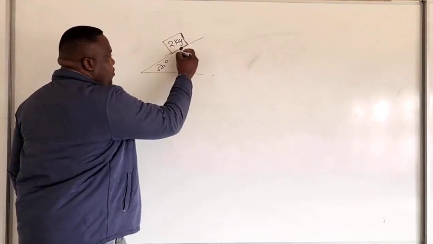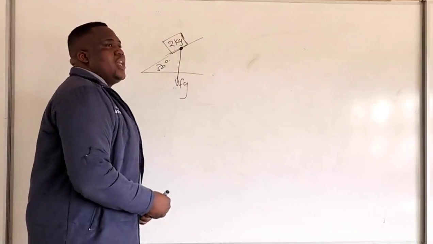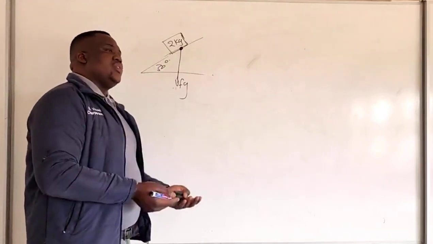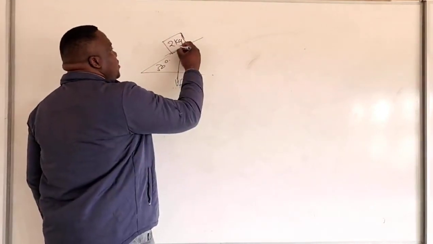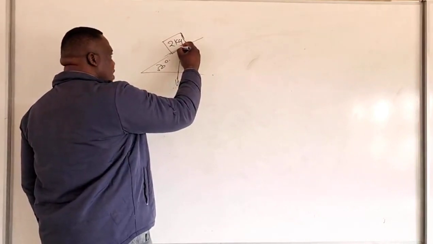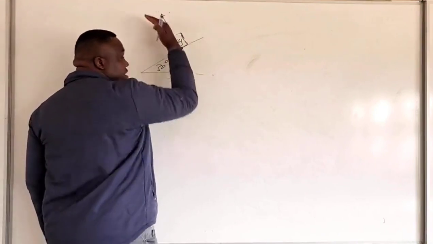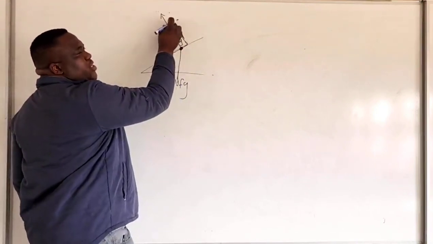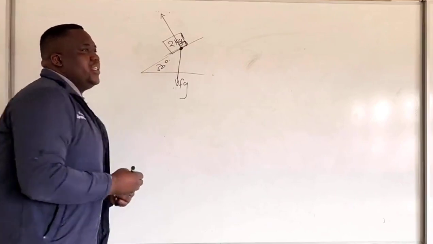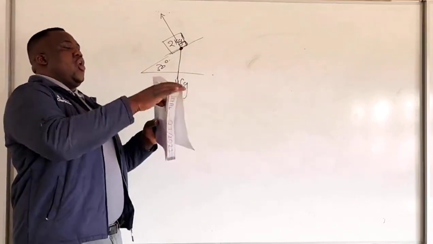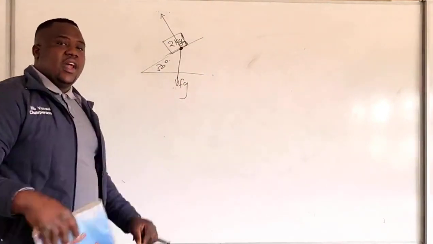So for this one, how do I draw FG? FG, you draw a straight line down all the time. Whether an object is on an incline or on a horizontal surface, you draw a line which is vertical down. Then the line for normal force must form 90 degrees with the surface. It must face this direction. I didn't just decide that; it's because here I must have an angle of 90 degrees, like a corner, between the normal force and the surface.